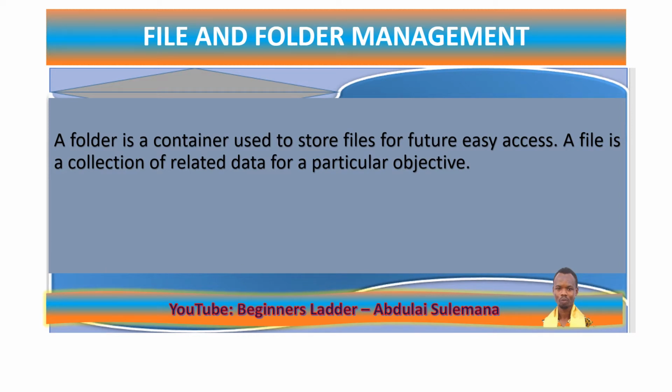A folder is a container used to store files for future easy access, whereas a file is a collection of related data for a particular objective. A folder is a container, and a container is something that we use to store or keep items. So here we can say that a folder is something we use to keep items, and the items here are our files. So what is a file? A file is a collection of related data for a particular objective.